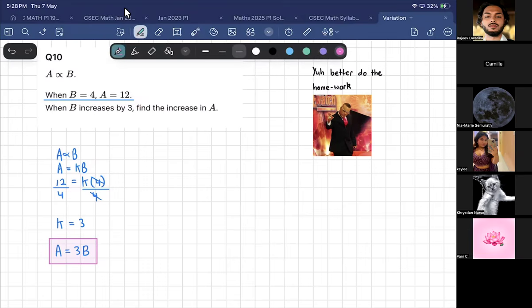So read that for me one more time. When B increases by 3, find the increase in A. Okay. So how much is B increasing by? By 3. Exactly. So if B increases by 3, what is it now? When B increases by 3, it'll be 4 plus 3.